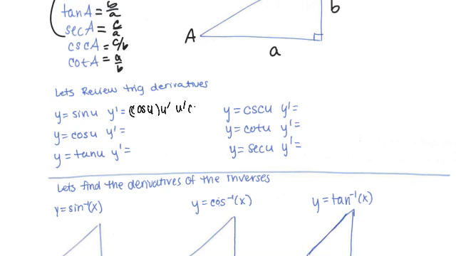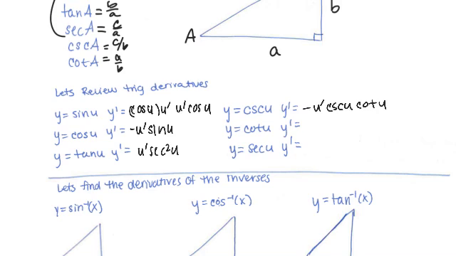So that'd be u prime cosine of u. The derivative of cosine is negative sine, so it'd be negative u prime sine of u. The derivative of tangent is secant squared, so it'd be u prime secant squared of u. The derivative of cosecant u is negative cosecant cotangent, so negative u prime cosecant u cotangent u.